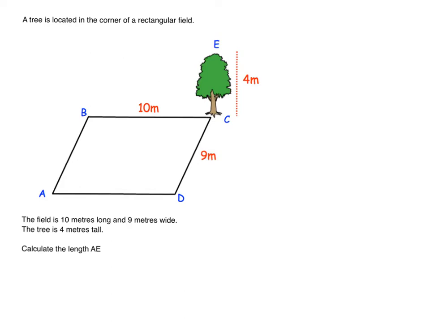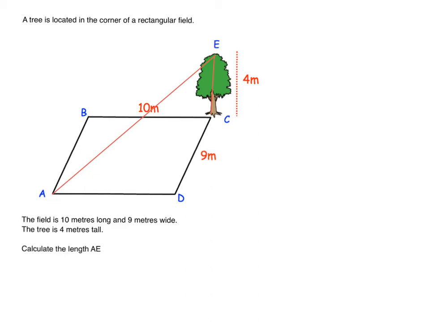So AE is this line here, there, up to the top of the tree. Now, I'm actually going to draw in a couple extra lines. I'm actually going to draw in the height of the tree. So that's there, going from the corner of the field up to the top.